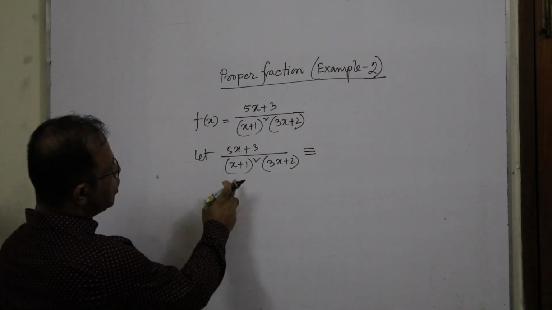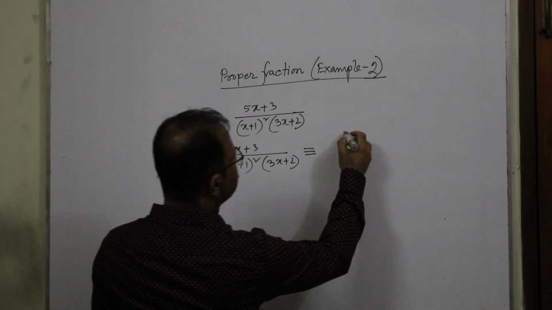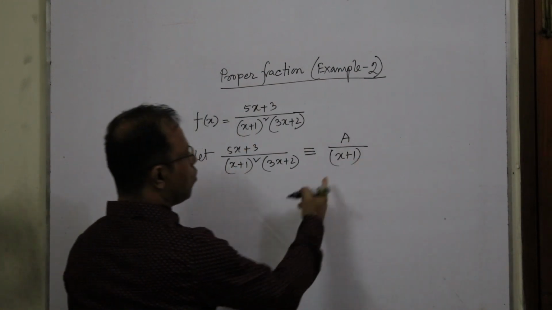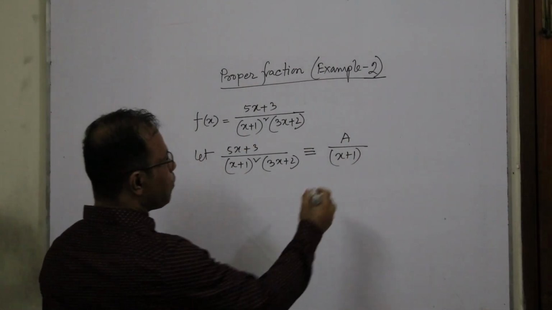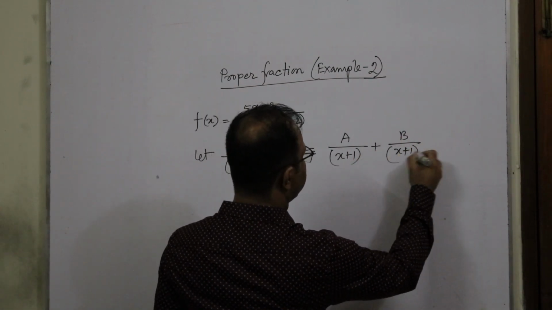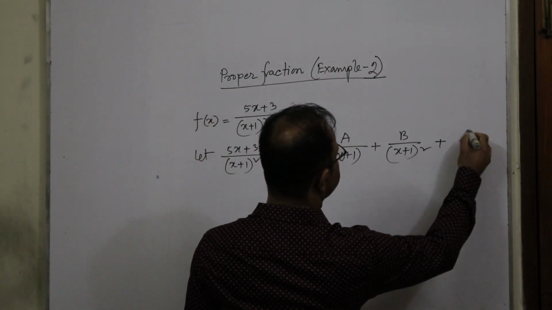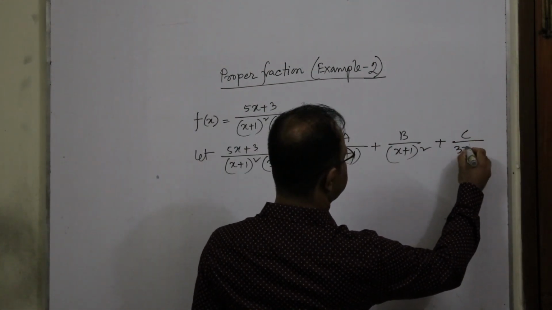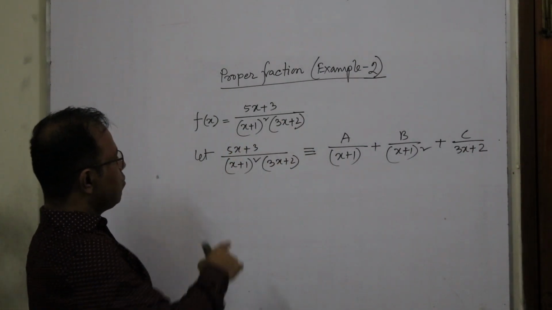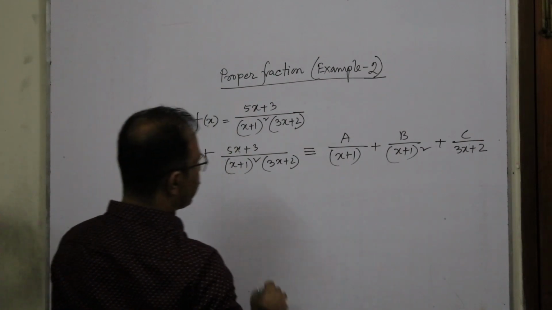Here is a repeated factor, so we need to write two terms: one time a over x plus 1, the linear way, and another time b over x plus 1 whole square. Then for the other linear expression we write c over 3x plus 2. If there is a whole square, we should write it in this way.